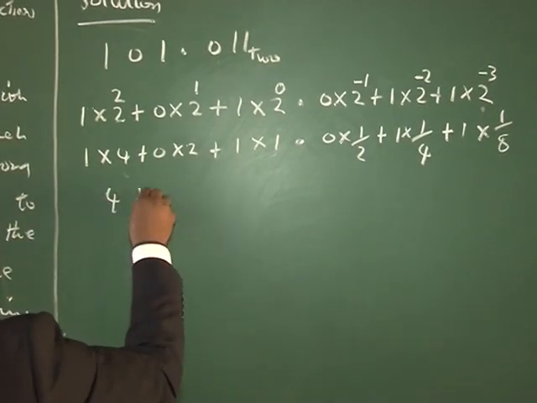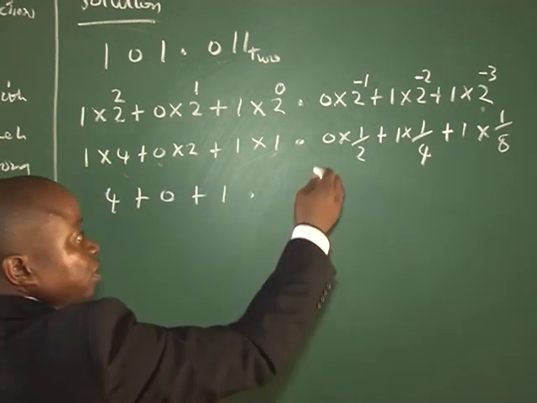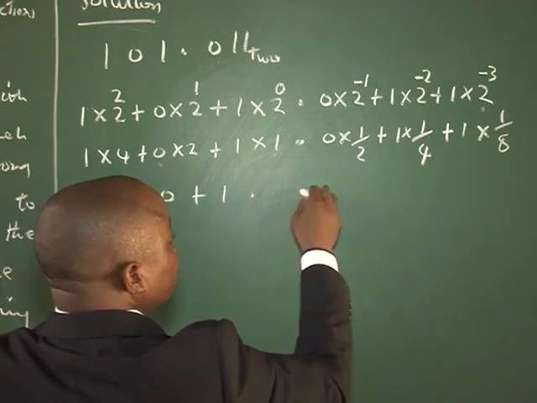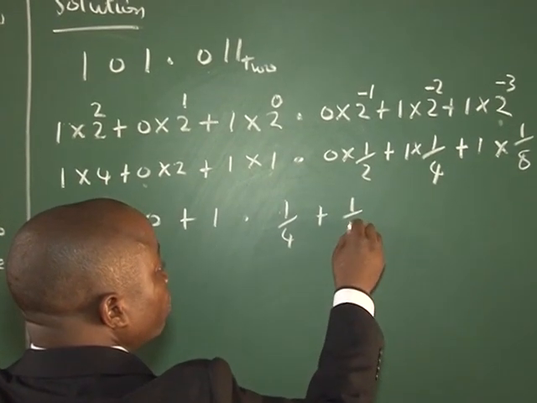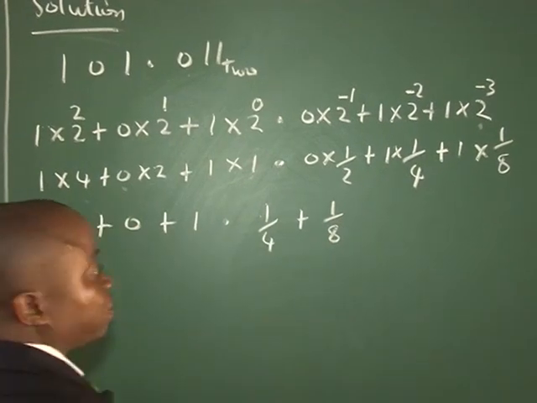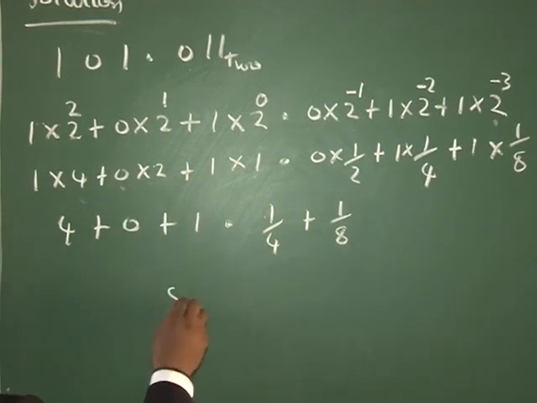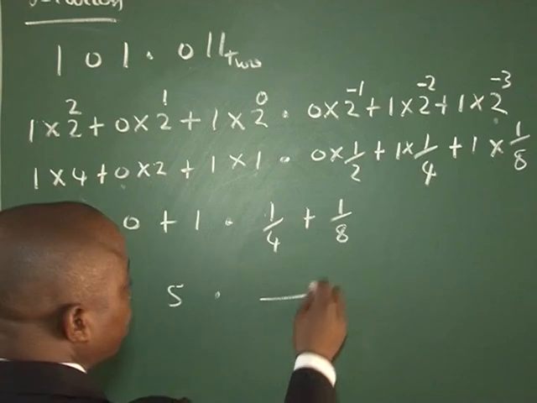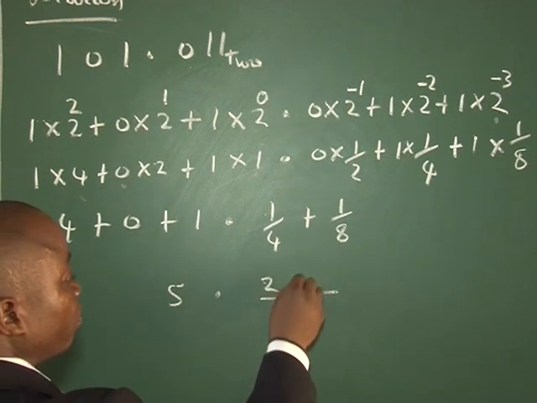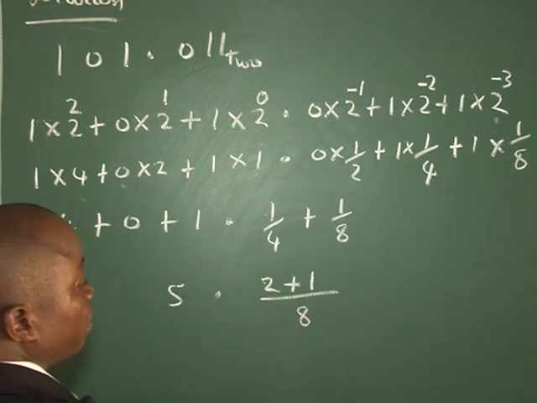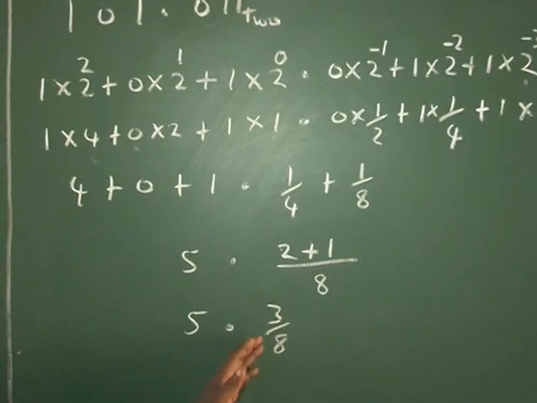Okay, so we have 4 plus 0, because 0 times 2 is 0, plus 1. Then this part becomes 0. Here is 1 times 1 over 4 plus 1 over 8. Now this side is 4 plus 1, which is 5. Then here we take the LCM. LCM is 8. So 8 divided by 4 is 2, times 1, plus 8 divided by 8 is 1, so 2 plus 1. Then we have 5, 3 over 8. And this is the fractional part.